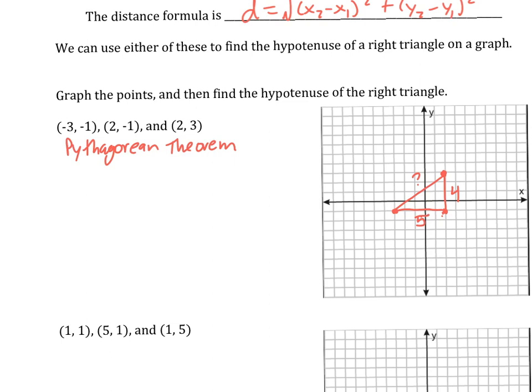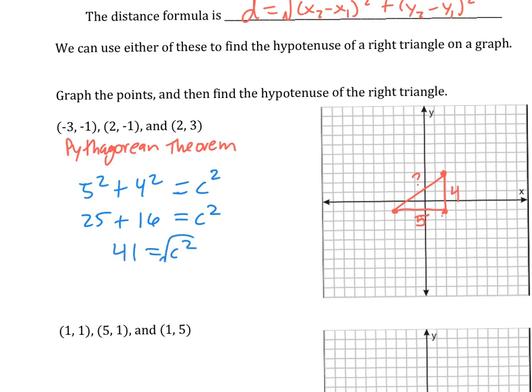So we can use the Pythagorean theorem by saying that 5 squared plus 4 squared is going to be equal to c squared, or that distance that we don't know squared. 5 squared is 25 plus 4 squared, which is 16, is equal to c squared. And we end up with 25 plus 16, which gives me 41, is equal to c squared.